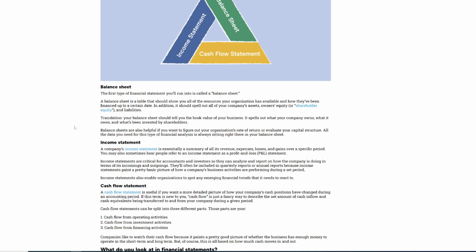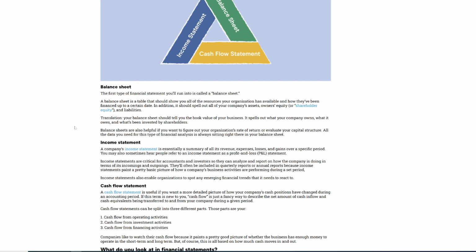Balance sheets are also helpful if you want to figure out your organization's rate of return or evaluate your capital structure. All the data you need for this type of financial analysis is always sitting right here in your balance sheet. The next one is an income statement.